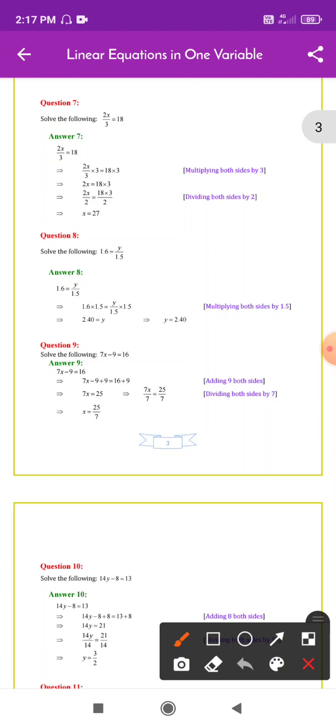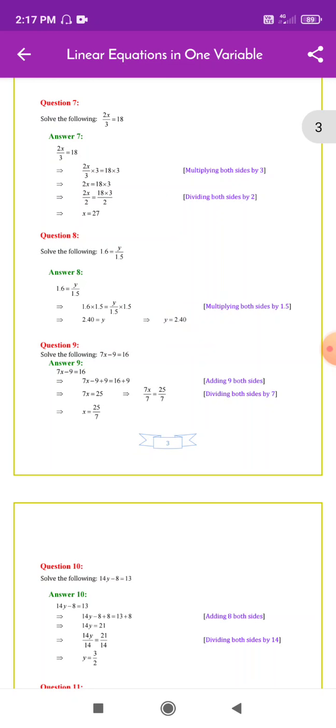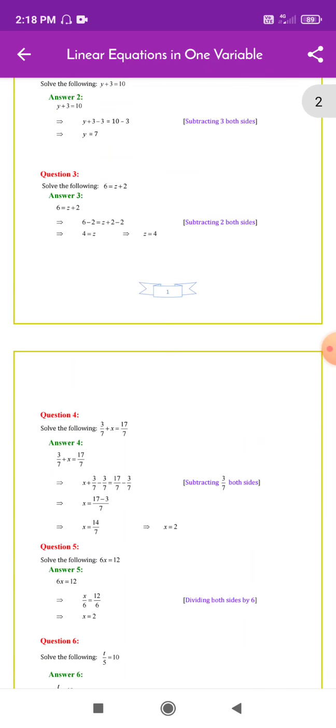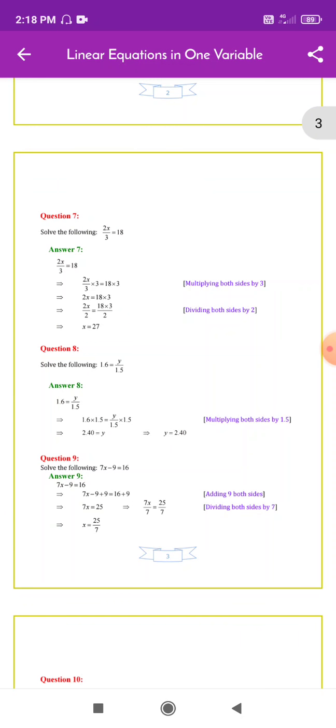Therefore 1.6 into 1.5 equals to y upon 1.5 into this 1.5. This 1.5 and this 1.5 will cut. So we get 1.6 into 1.5, and what will be the answer? That is 2.40. We'll get the answer y equals to 2.40. Yes or no? Question number 9 is also the same as we had done here also. See question number 9, in the same way you can do question number 9 also.